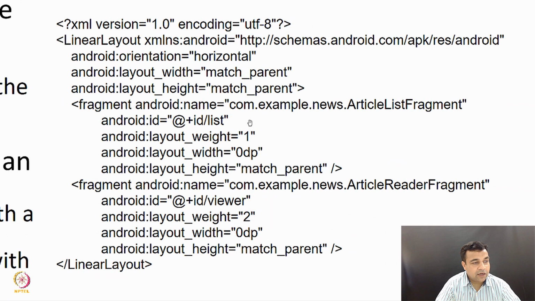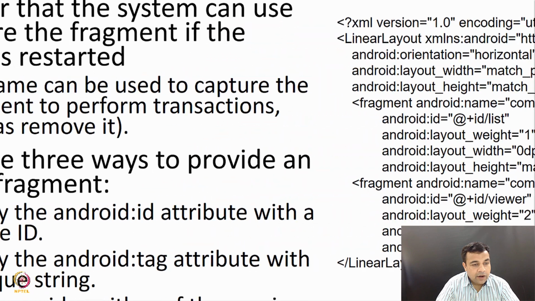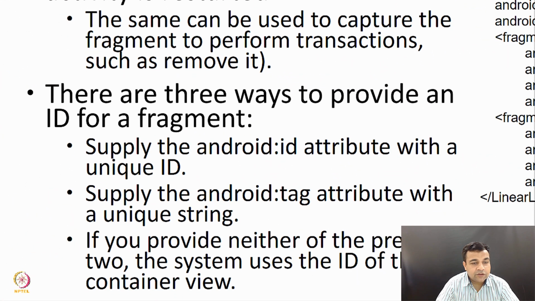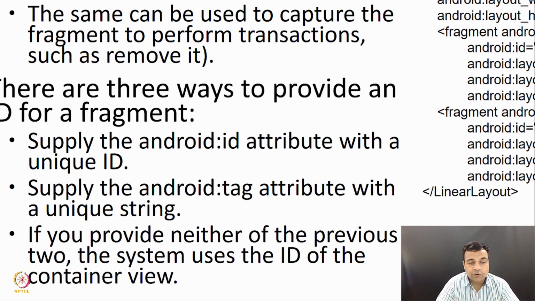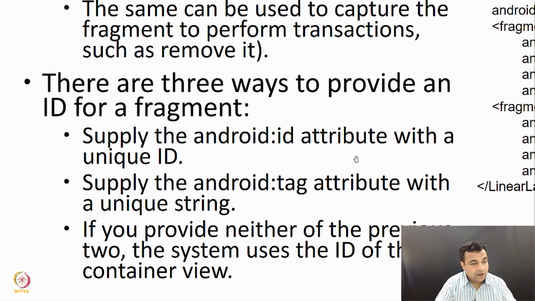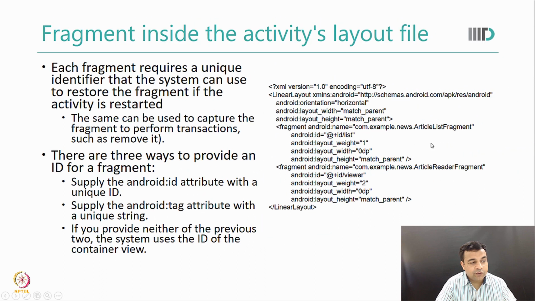Again, I will enlarge Android:ID. And then the second way is to supply the Android tag attribute with a unique string. We are not doing that because we are using ID. You can use either of them. And then the third is that if we don't use ID or tag, then the Android system can always use the ID of the container. But I will advise you to use either ID or tag to identify your fragment in your program.